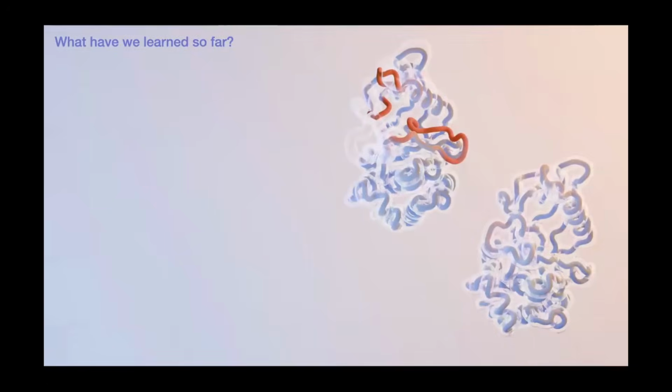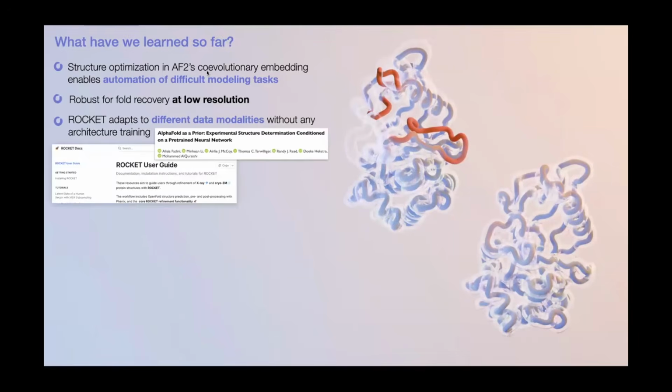So to wrap up this teaser introduction, what have we learned so far from Rocket? By doing this different structure optimization in AF2's coevolutionary embedding rather than Cartesian coordinates, we can enable automation of modeling tasks that are usually more difficult, and we do see robustness at low resolution. We're happy to answer more questions about this.